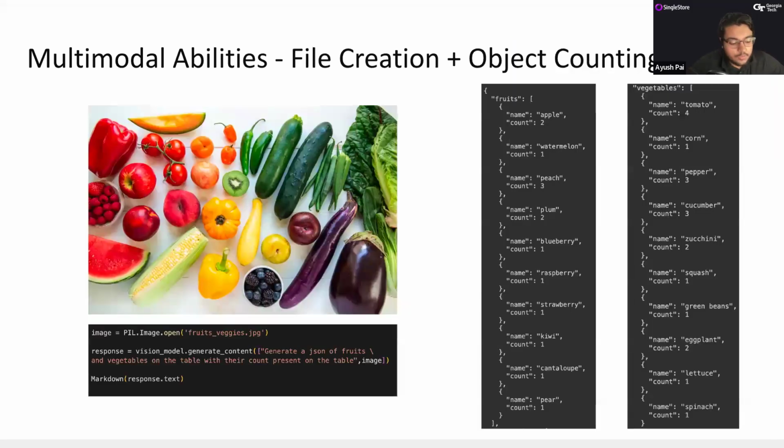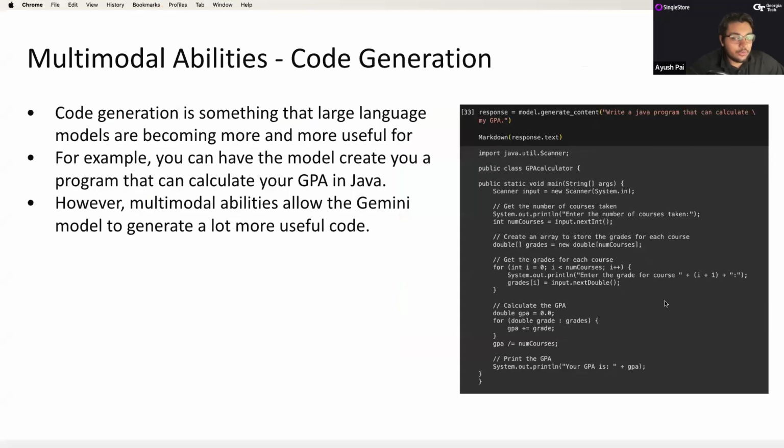Here's another example of how these abilities work. The prompt is: generate a JSON of fruits and vegetables on the table with their count present on the table. We have all these, and it generated them in a JSON format for me. That's another example of how we can do object counting and then create files out of that.